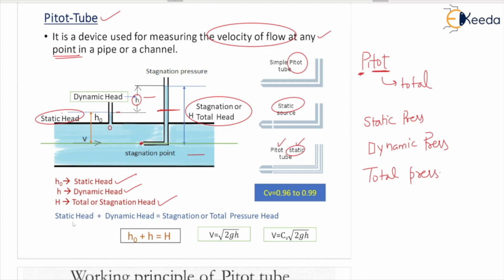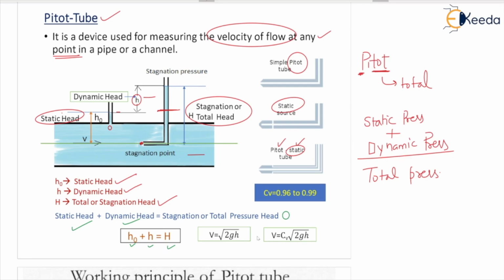The static head, as I told you, plus dynamic head will give you total head or total pressure head. Static head plus dynamic head equal to stagnation or total pressure head. Very important equation. So the static head is given by the symbol h naught, plus h equal to capital H. So what is V? Velocity equal to root under 2gh. This formula we know, and also in the coming section we are going to derive this formula V equal to root under 2gh using Bernoulli's equation itself.